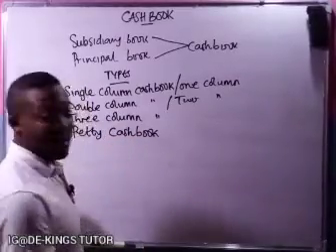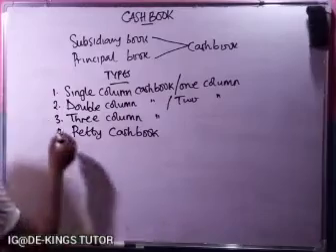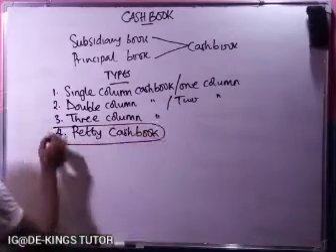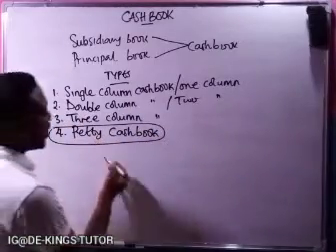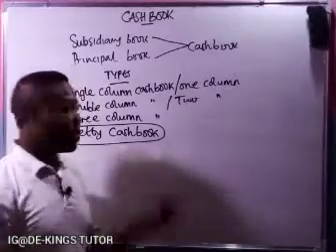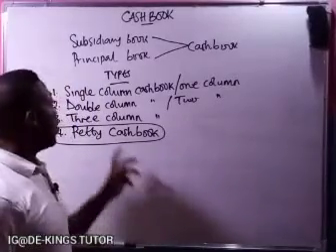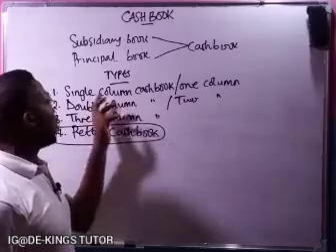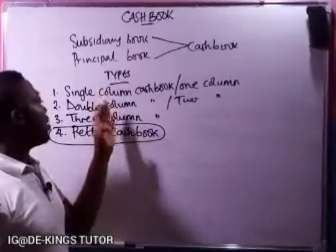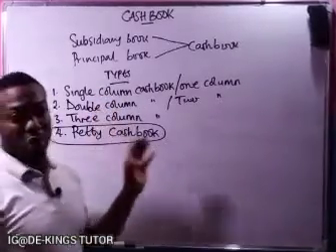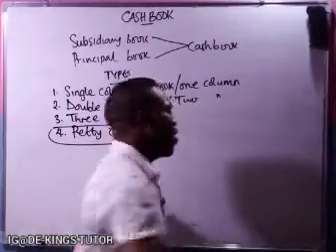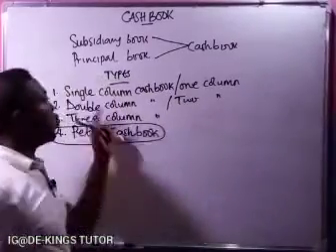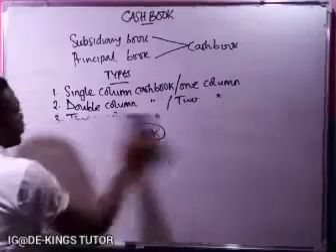Now, for the essence of this video and for emphasis, we'll look at these three. We'll forgo the petty cash book for now; we'll see it in detail in a particular video. So for this video, we're going to look at the single column, the double column, and the three column cash book. Now let's see the first one, which is the single column cash book.